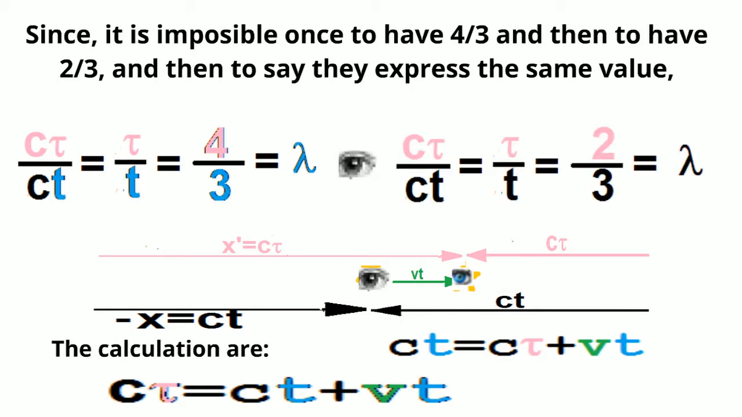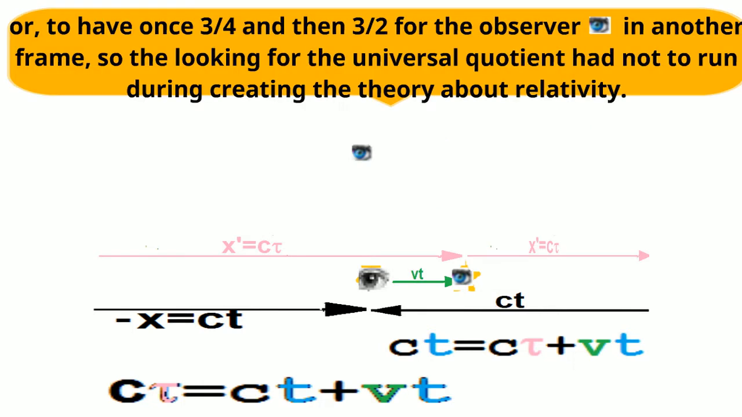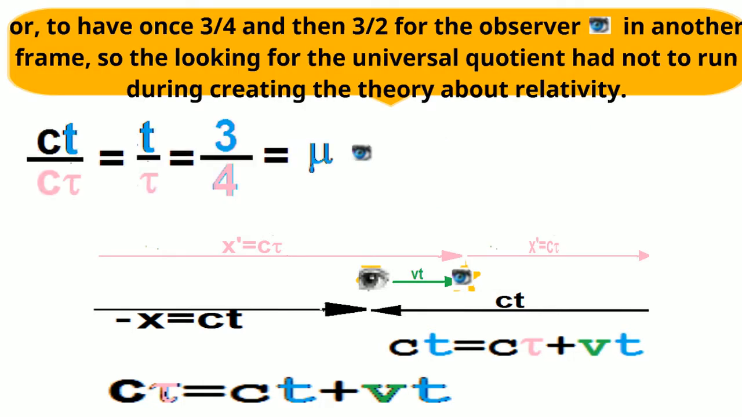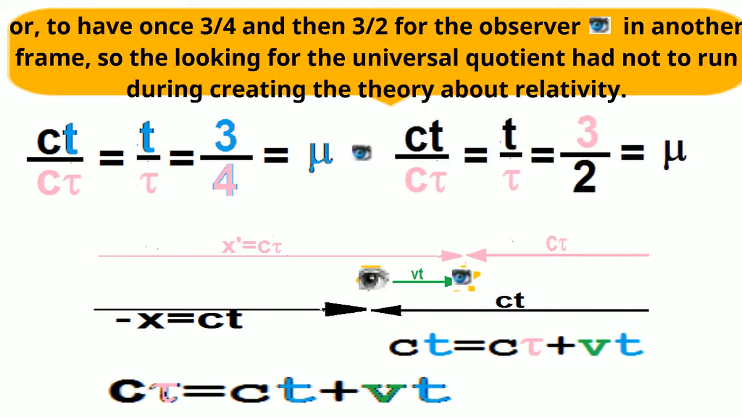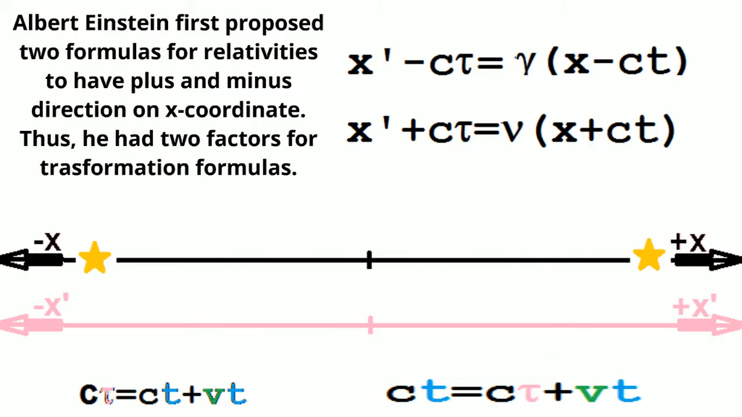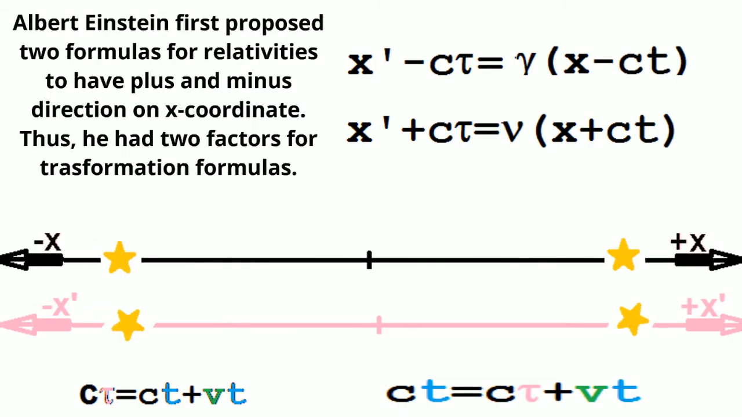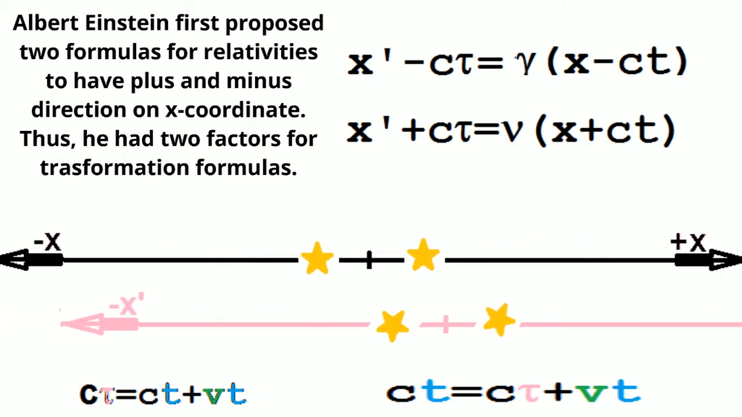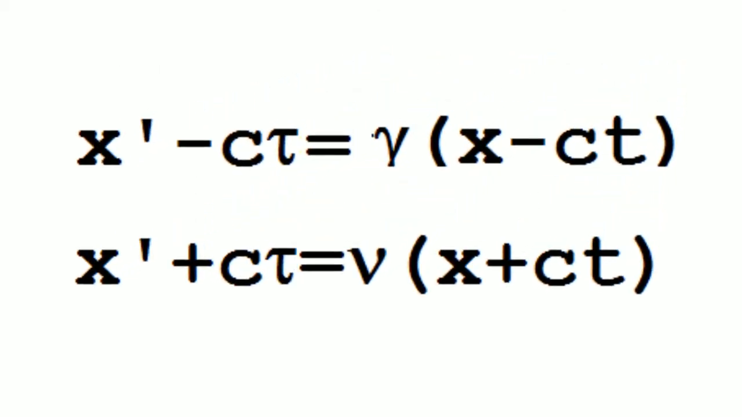Since it is impossible once to have 4/3 and then to have 2/3, and then to say they express the same value, or to have once 3/4 and then 3/2 for the observer in another frame, the looking for the universal quotient should not have run during the creation of the theory of relativity. Albert Einstein first proposed two formulas for relativity to have plus and minus direction on the x coordinate. Thus, he had two factors for transformation formulas.